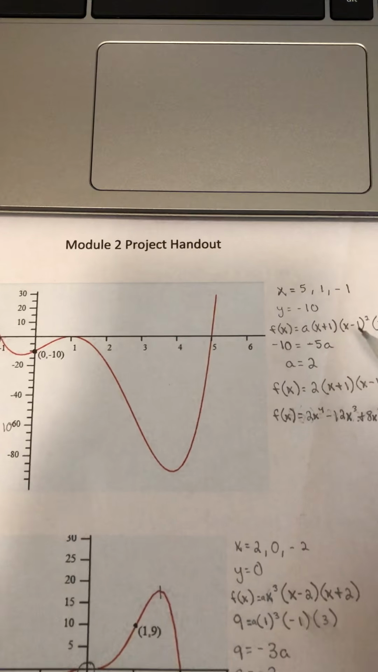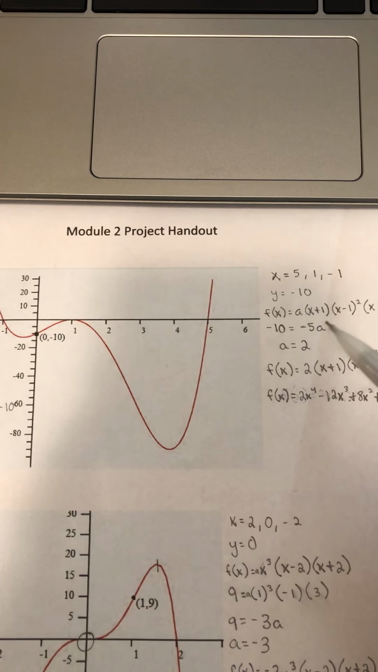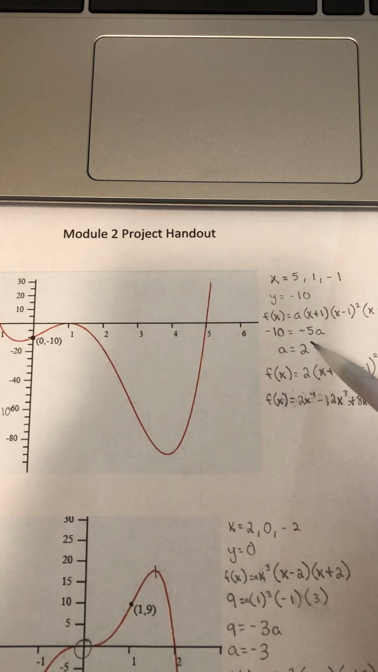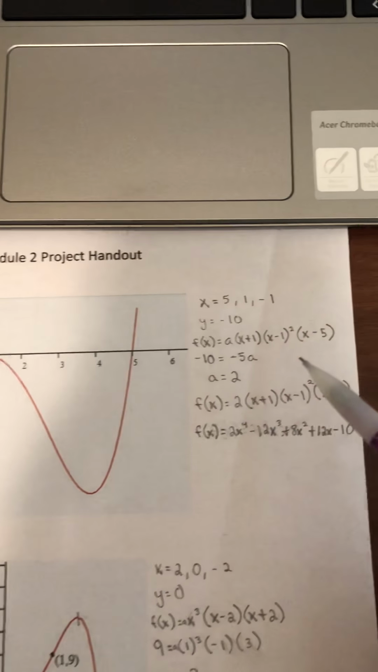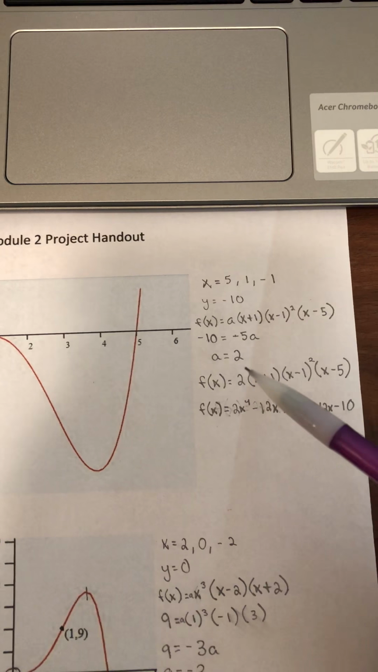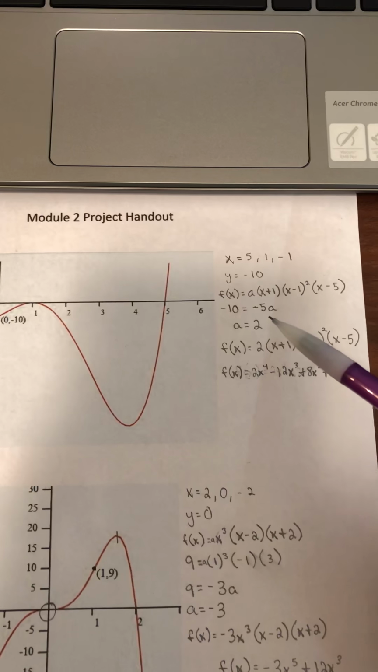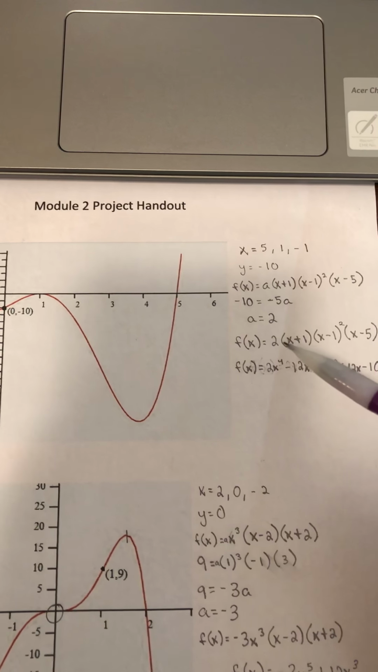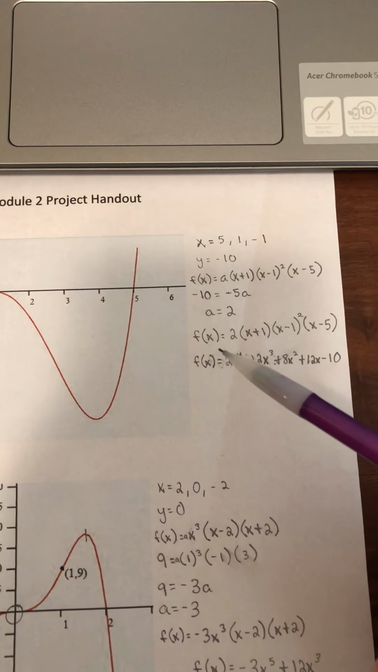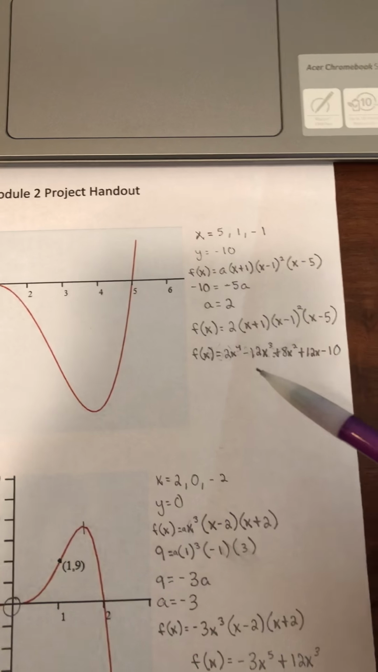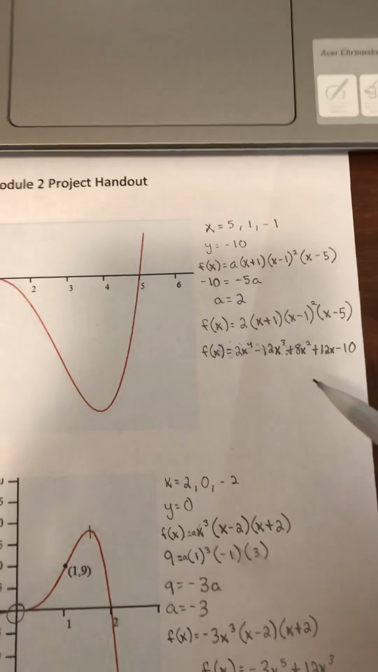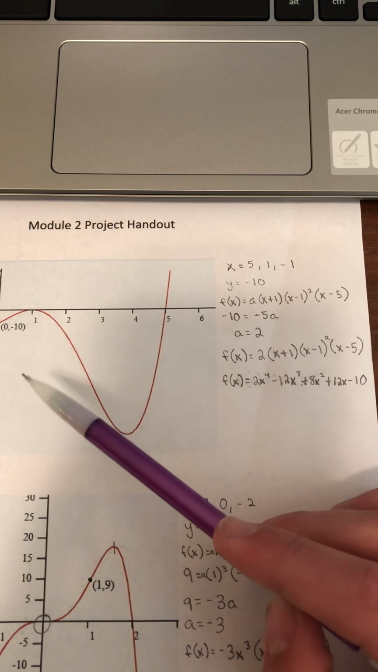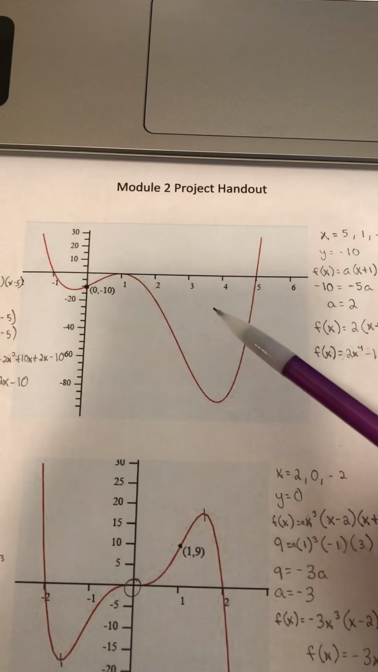And then I used my point not on the x-axis, which was 0, -10, so I plugged in -10 for f of x, and then I put 0, my x value, into the x values on the equation and solved and came out with a equals 2. So I put in 2 for a here, and then I simplified my equation and came out with 2x to the 4th minus 12x cubed plus 8x squared plus 12x minus 10. And if you plug that into Desmos, you will come out with this exact graph.